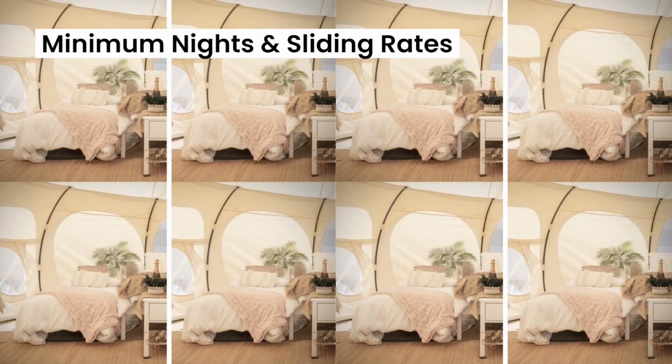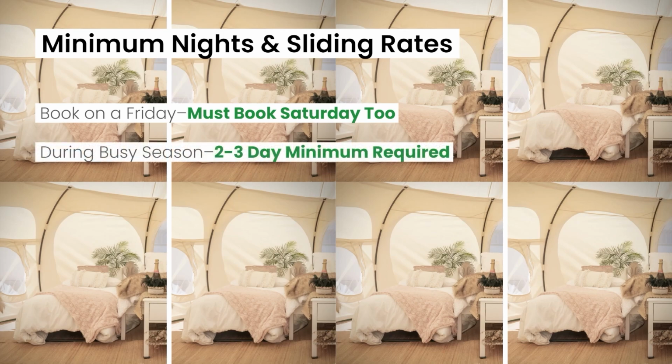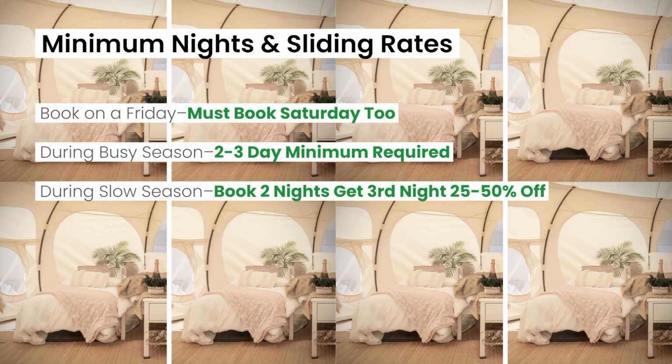The most common minimum night rule that we see is that if a guest wants to book a room or a unit on a Friday, that they have to book Saturday as well. Or during especially busy times, you might even have a blanket 2 or 3 night minimum for an entire date range. On the flip side, with sliding rates, you can discount slightly to encourage more nights, say at 25 to 50% off. The third night still increases your revenue without increasing your overall turnover cost.